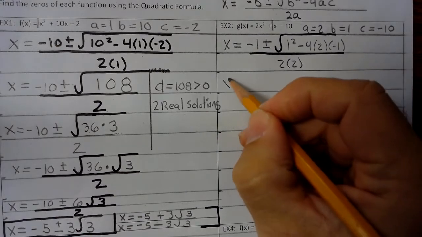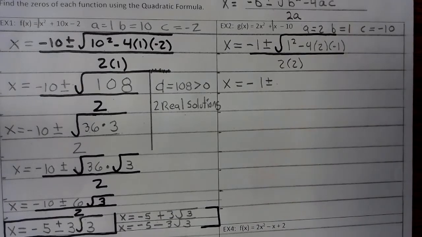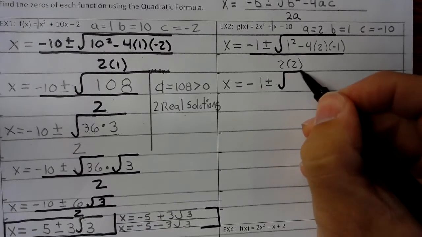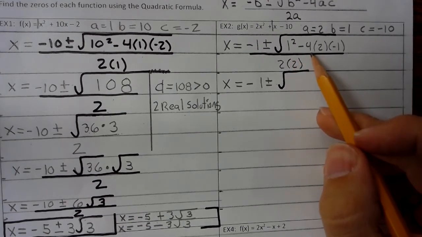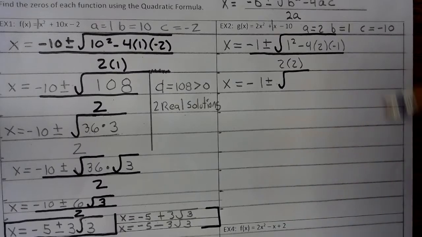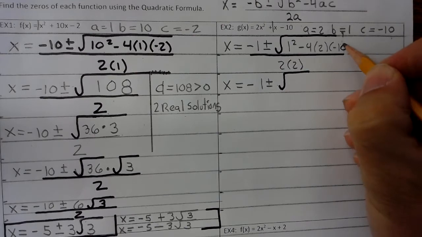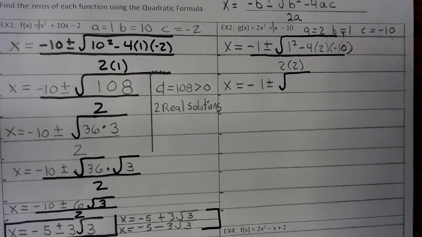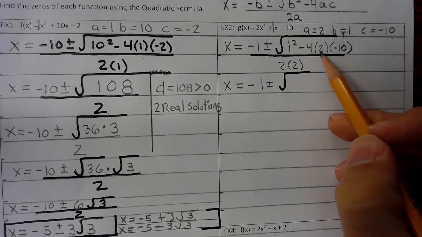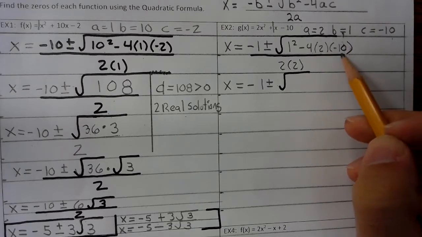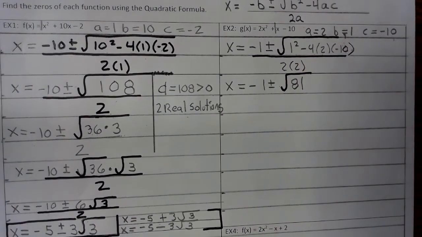Okay, so then that's x equals negative 1 plus or minus the square root. Well, 1 squared is 1. Oh, wait a second. Almost made a mistake. That's a 10, so that's negative 10. And that's why you want to be careful when you're doing your work. Look for little mistakes like that. Okay, well, negative 4 times 2 is negative 8, but negative 8 times negative 10 is a positive 80, plus 1 squared is 1, so that's 81 divided by 4.